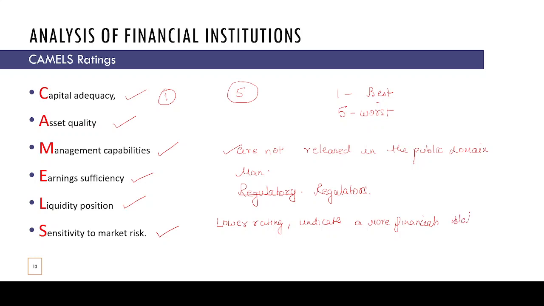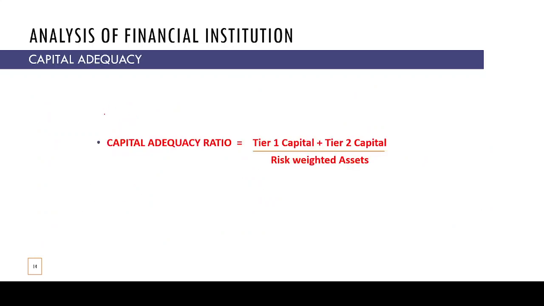Okay, so this was my CAMELS rating. Now let's understand the first component of the CAMELS rating. The first component is capital adequacy. We had discussed that losses of a bank are written off from its equity capital.